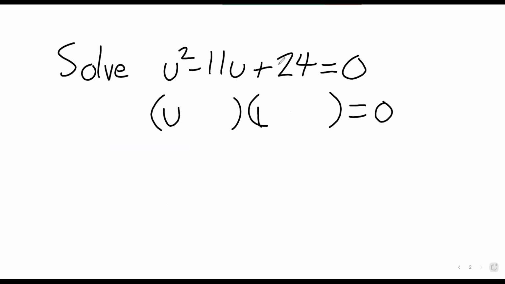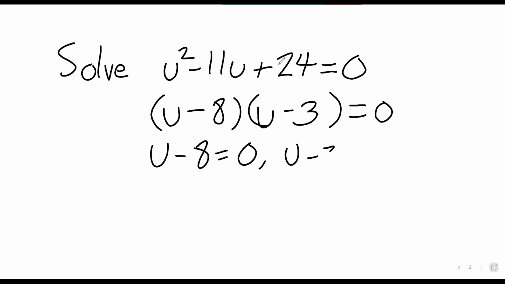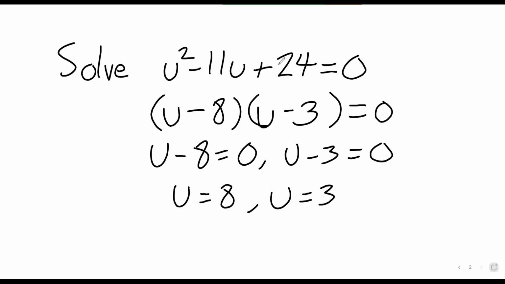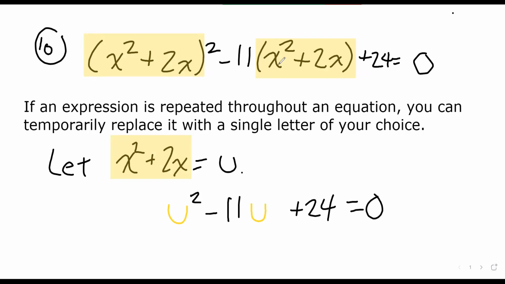I would need two numbers that add to give negative 11 and multiply to give positive 24, so they'll both have to be negative: negative 8 and negative 3. Put each factor equal to 0. This is assuming that you're familiar with the process. Solve to get u equals 8, u equals 3. Normally this would be the end because it says u equals. But we didn't start with u. We started with x.